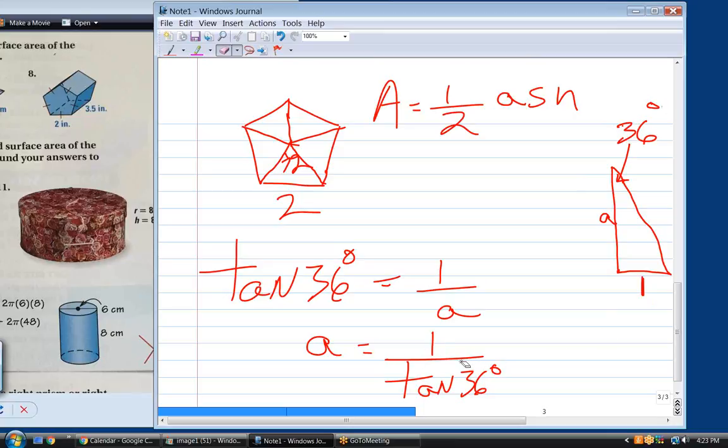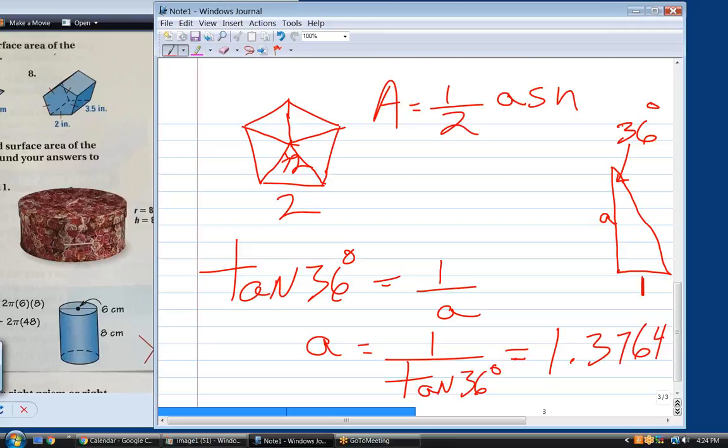And I can get that out of my calculator. So I've got 1 divided by the tan of 36. Enter. 1.38 rounded off. Now I'm going to round it off to 4 decimal places. 1.3764.